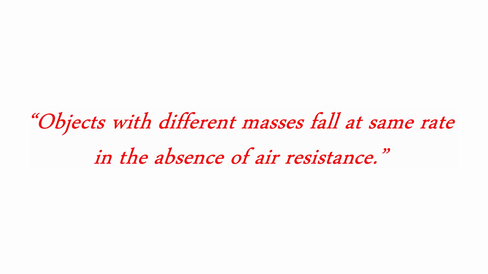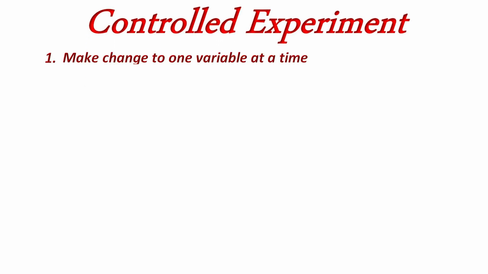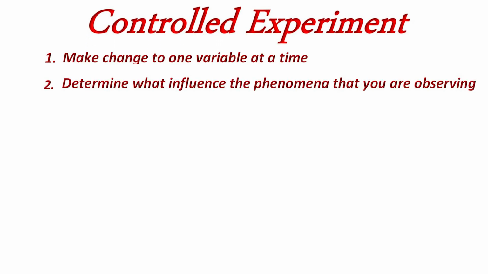The conclusion. The ramp experiments provided data that matched Galileo's prediction in his hypothesis. The experiment proved the correctness of his hypothesis. Controlled experiment. When testing a hypothesis, we make only one change to one variable at a time to determine what influenced the phenomenon that you are observing.